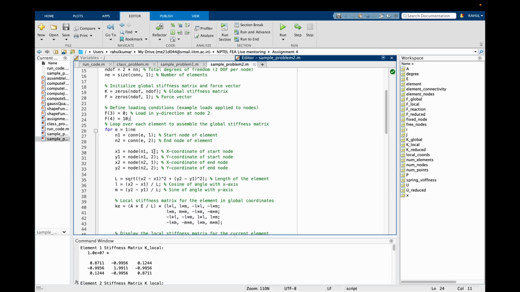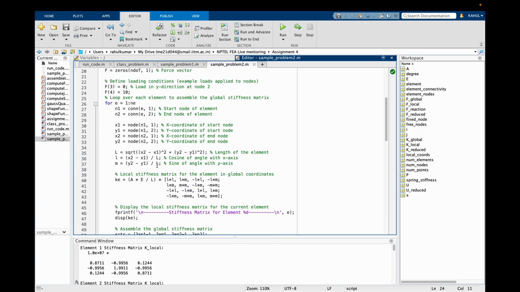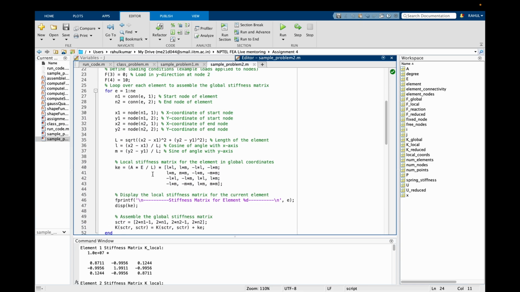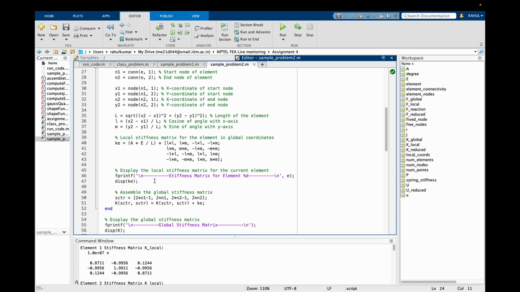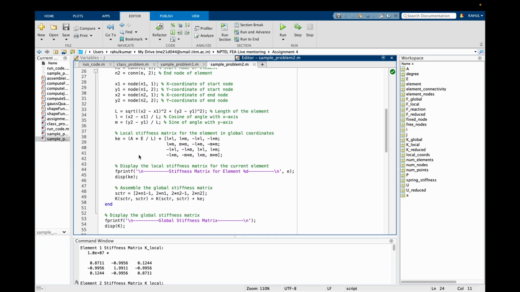So here why I am using it, because this is a very general code, and this code can be used by any kind of truss problem. Okay, so we only have to write the coordinates. Later it will also find L and M, that is nothing but sine and cosine. So here it is a local stiffness matrix which we always saw earlier, that is this matrix. Okay, and now we will try to run this code.